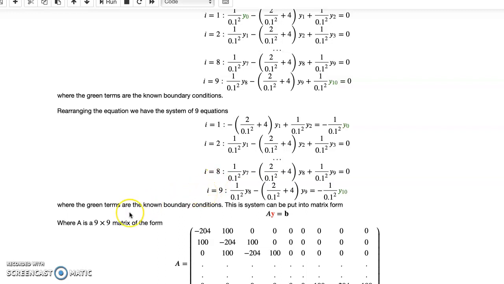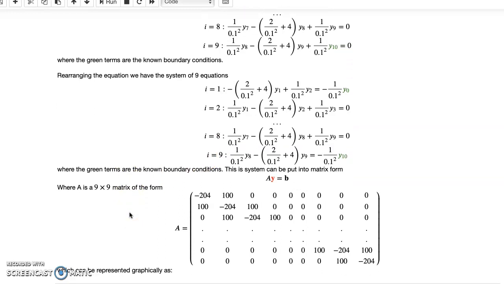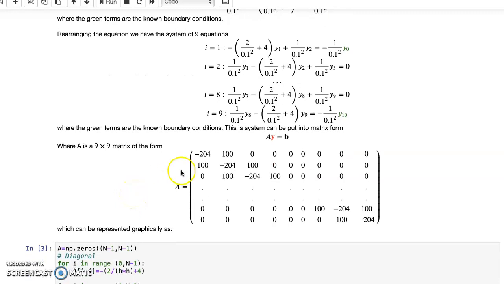And this can now be written in a very simple matrix form. The diagonal of our matrix is minus 204. The off diagonals are 100, because the diagonal is that term all the way down, and the off diagonals are the one to left and right.